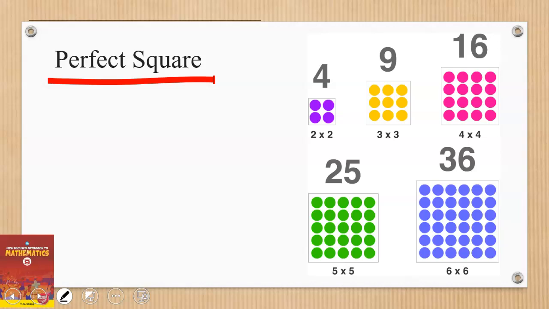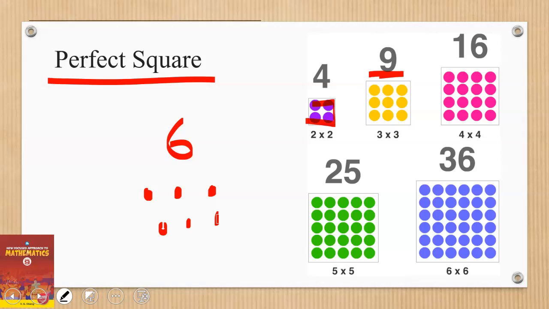I can have 4 counters and arrange them 2 by 2, and that is a square. I can have 9 counters and arrange them 3 by 3, and that is a square. 16 can do that. But let's take 6. If I have 6 counters, can I arrange them in a square form?